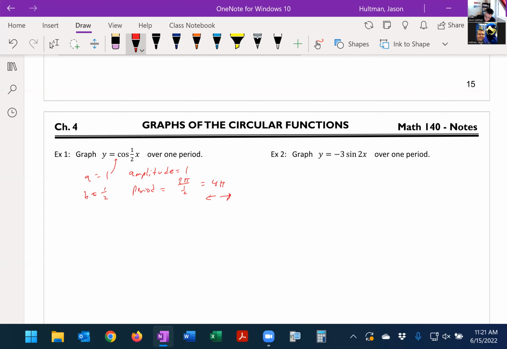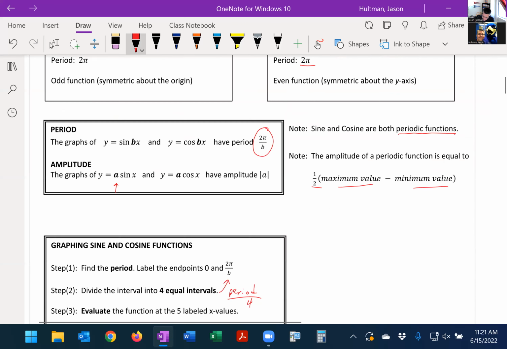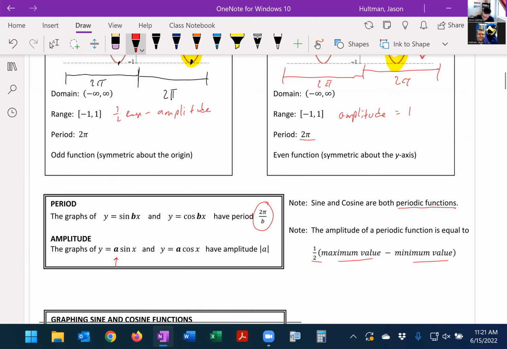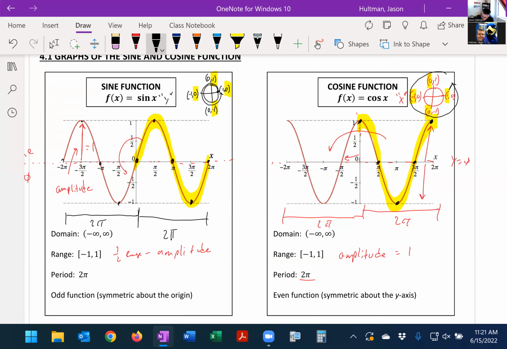Okay, so now we want to know what are the intervals that we're going to use for our reference points. In our previous cosine function, we have 1, 2, 3, 4, 5 reference points. At 0, we're at 1. At pi over 2, we're at 0. At pi, we're at -1. At 3 pi over 2, we're at 0. And then at 2 pi, we're at 1. We're back to 1 again.